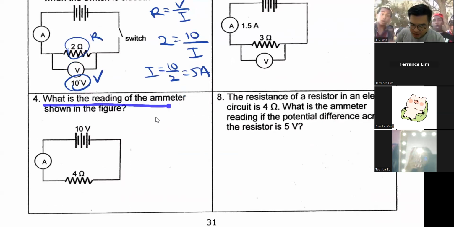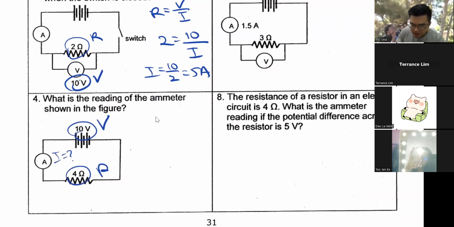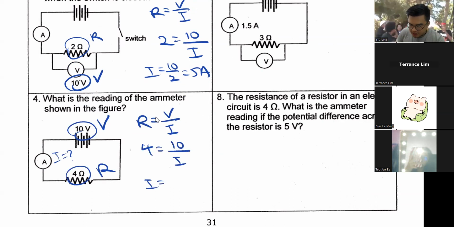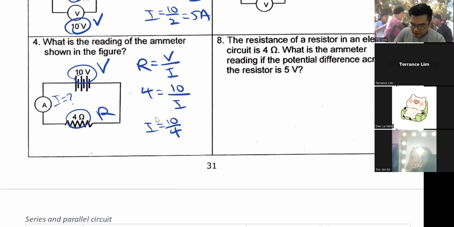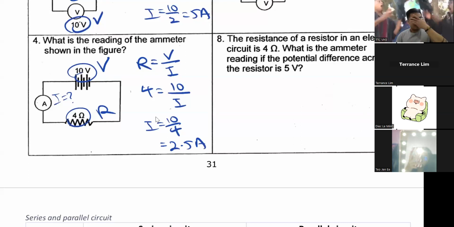So next, number 4. What is the reading of the ammeter shown in the figure? What is the I here? This is the V. This is the R. So R equals V over I. Your R is 4, V is 10, and your I, so I equals 10 over 4. You will get 2.5 A.